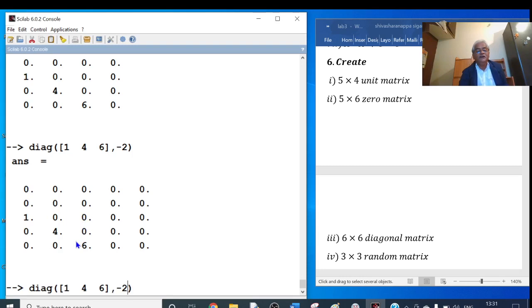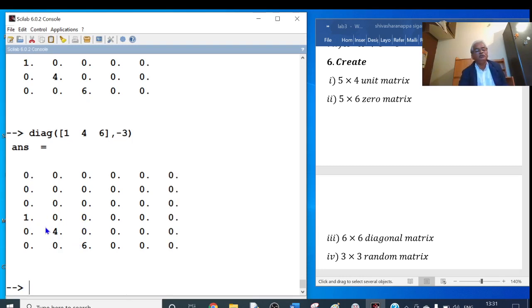Similarly, if I write minus 3 and enter, see, 1 4 6 are here. This is the principal diagonal, this is one line below, this is the second line below, and this is the third line below. So if I give a negative sign here, these elements will be put on the line below the diagonal. If positive, above; if negative, below.